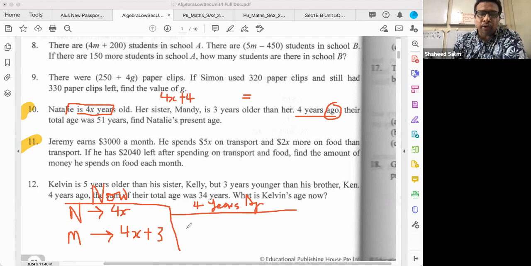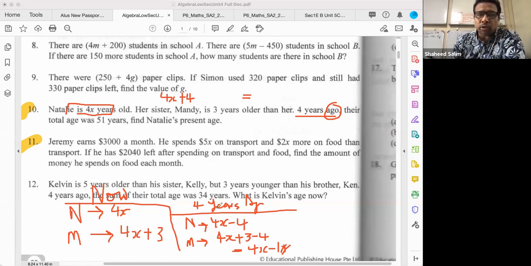So you tell me now for Natalie, I've done for you, right? I told you this one is 4x minus 4, 4 years ago. What about Mandy? Mandy's age is 4x plus 3. You have to minus 4 also. 4x plus 3, and then you minus 4. What do you get? You get 4x. You have $3, you owe $4, you still owe $1. This is Mandy's age 4 years ago. This is Natalie's age 4 years ago.